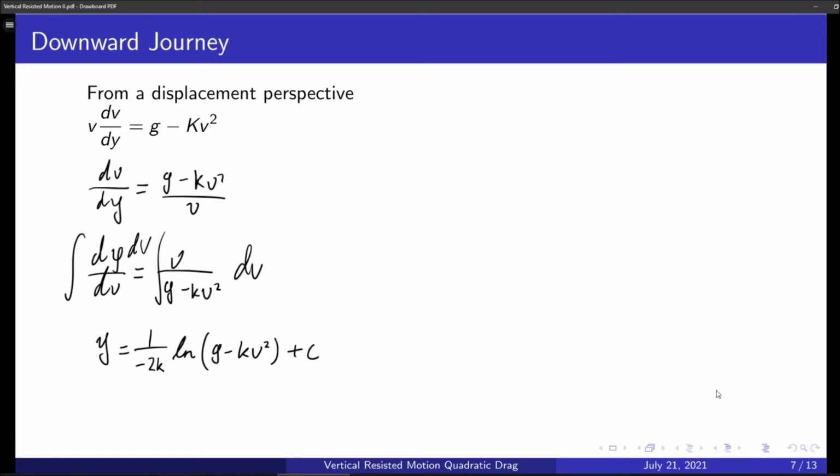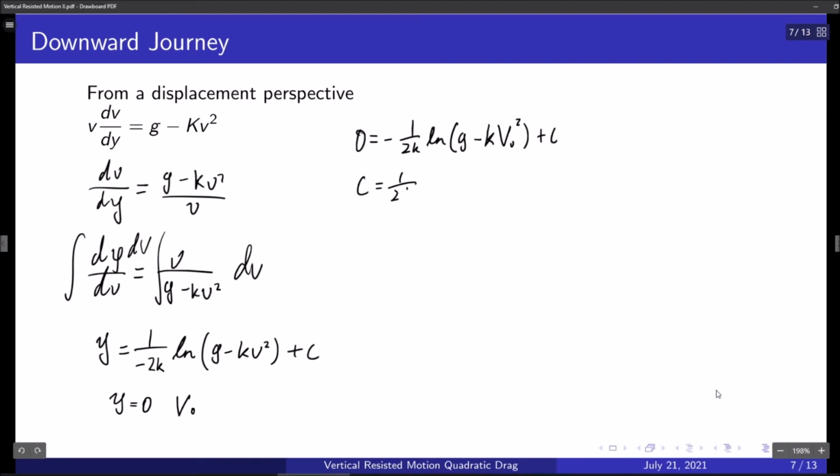Okay, so from here we can just figure out what c is. So when y equals 0, v is v naught, the initial velocity, and then we can just say 0 equals negative 1 over 2k log of g minus kv naught squared plus c. So obviously c equals 1 over 2k log of g minus kv naught squared.